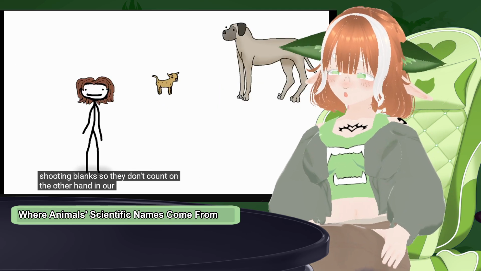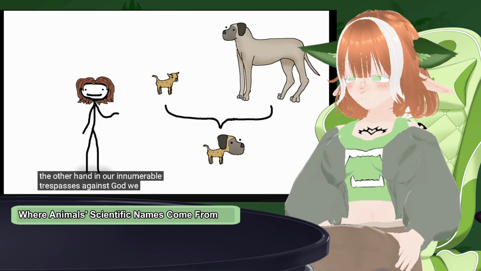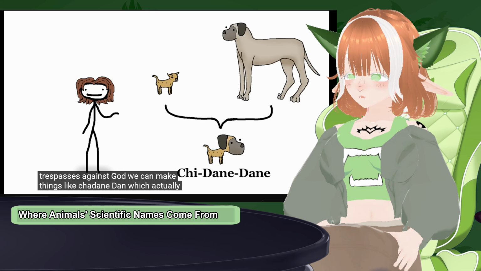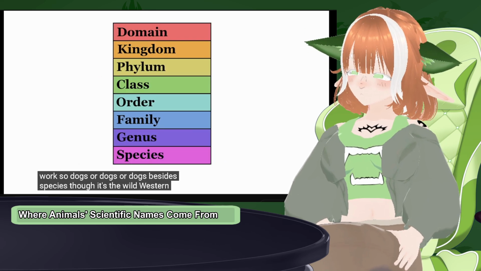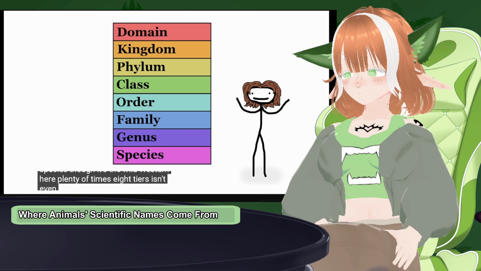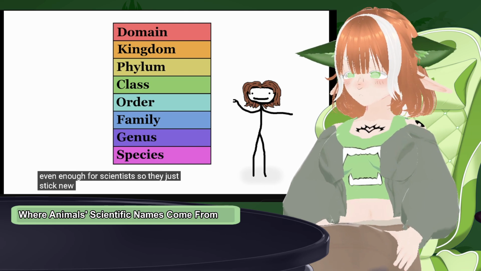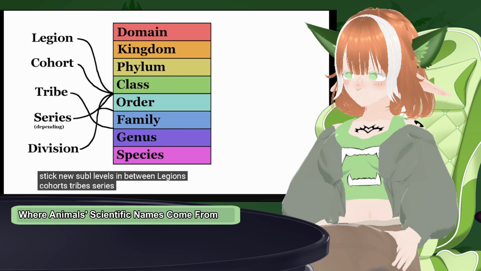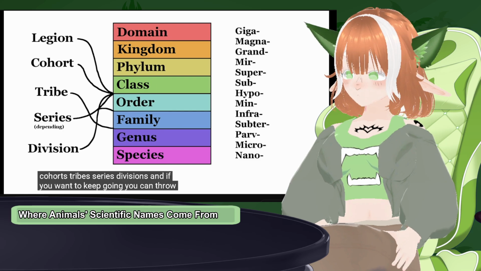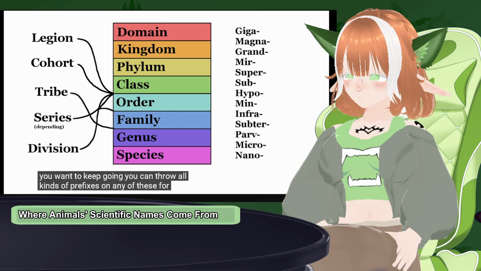On the other hand, in our innumerable trespasses against God, we can make things like chidandanes, which actually work, so dogs are dogs. Chihuahua. Besides species, though, it's the Wild West in here. Plenty of times, 8 tiers isn't even enough for scientists, so they just stick new sublevels in between. Legions, cohorts, tribes, series, divisions, and if you want to keep going, you can throw all kinds of prefixes on any of these for even more layers.